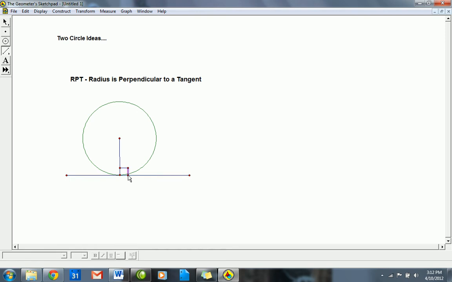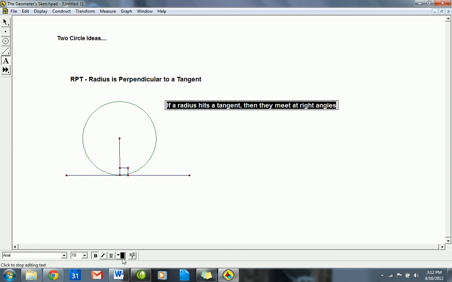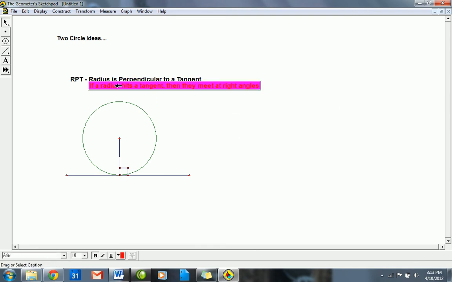Okay, and another way to think of that is if a radius hits or intersects a tangent, then they meet at right angles. That's kind of, to me, what RPT says. And we can basically assume that to be true, or we can prove it later. But for now, we'll just assume that it's true, because it looks like it ought to be true in this case.